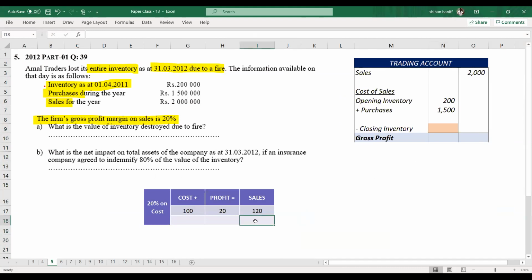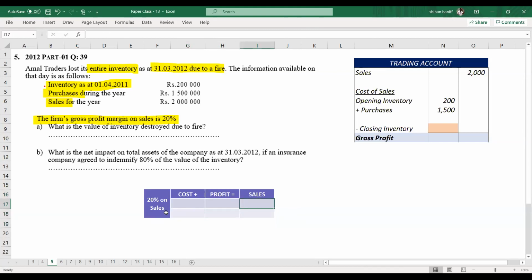Gross profit margin on sales is 20%. Now this is different. On sales, the previous one was on cost. Now this one is on sales. So if the sales is 100, profit is 20, cost is 80. Then the sales value is given as 2000.